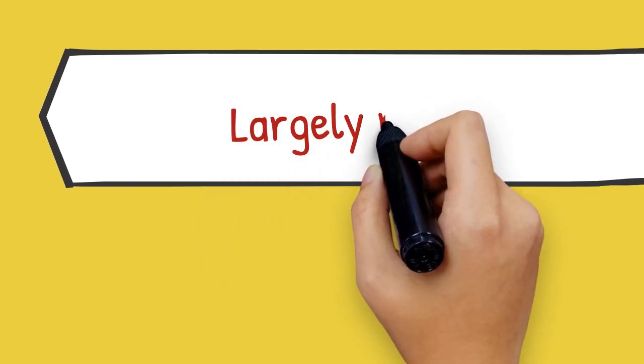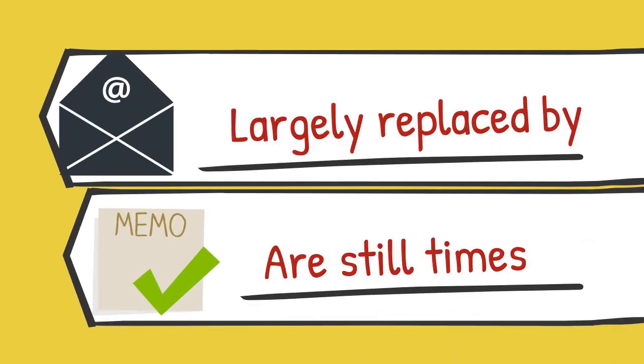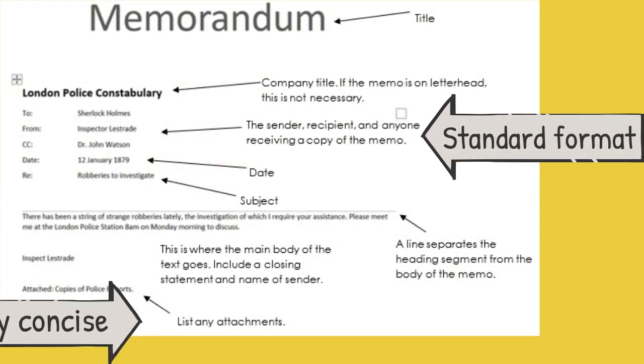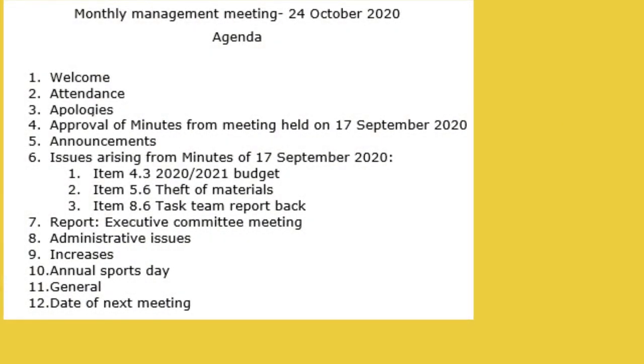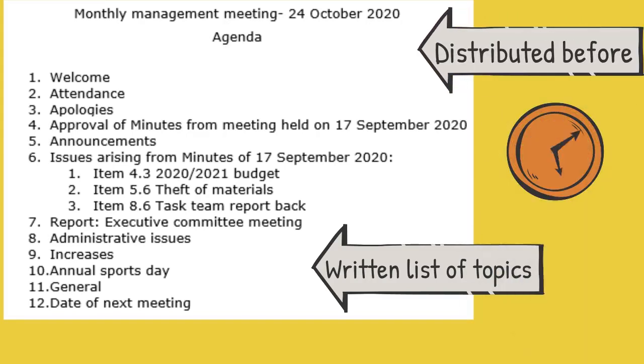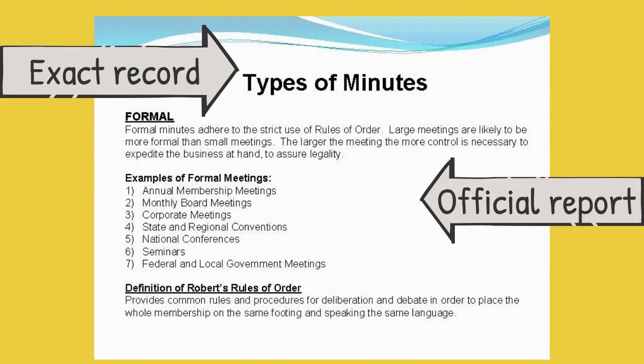Although memos have been largely replaced by email, there are still times when a memo is appropriate. Memos follow a standard format and are typically very concise. A meeting agenda is a written list of topics to be discussed at a meeting and is usually distributed before the meeting begins. Meeting minutes are the exact record of what took place at the meeting and are an official report of proceedings.